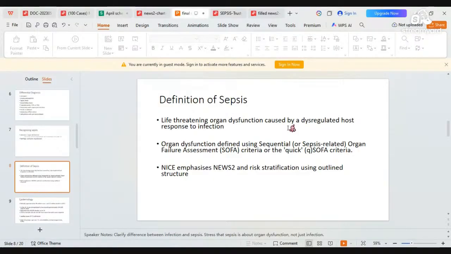So basically, what this is saying is that you have this life-threatening situation that is in response to infection, and it comes from an abnormal, probably immune, response to an existing infection, and then comes up with organ dysfunction as well. So the organ dysfunction part is very significant with sepsis.